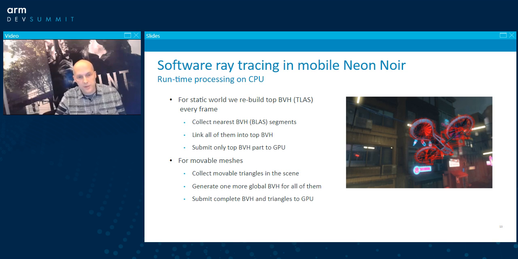For movable objects, for the drone, we use a bit of a brute force approach. Every frame we collect the triangles and generate from scratch one global BVH, containing only dynamic meshes. The tree depth is limited to about 6, so it can be generated faster. Also, we use a lower LOD when the object is far away.